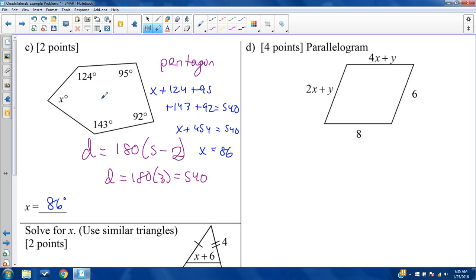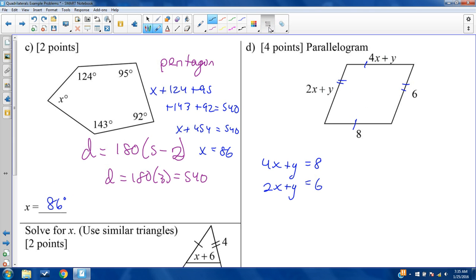So again, it came about by knowing the interior angle sum of any pentagon and going the rest of the way. Okay, here I have a parallelogram. Opposite sides are parallel and congruent. It looks like congruent is going to be the only thing that matters here. So I have two equations here: 4x plus y equals 8, and 2x plus y equals 6.